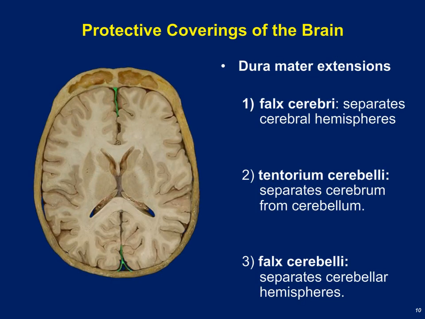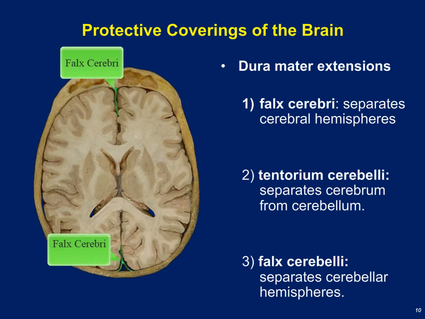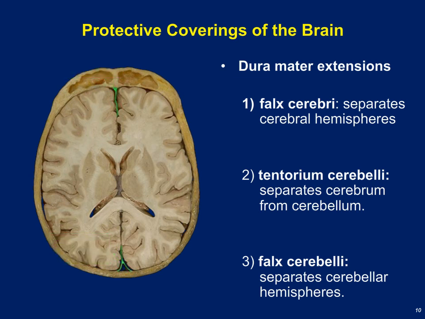So as I said in the previous slide, the dura mater also helps to divide the brain into different regions. And so we have something called the falx cerebri, and this is an extension of the dura mater, which helps to divide the cerebrum into left and right hemispheres, as you can see here. The next division is something called the tentorium cerebelli, and this helps to separate the cerebellum, which is located posteriorly, from the cerebrum.